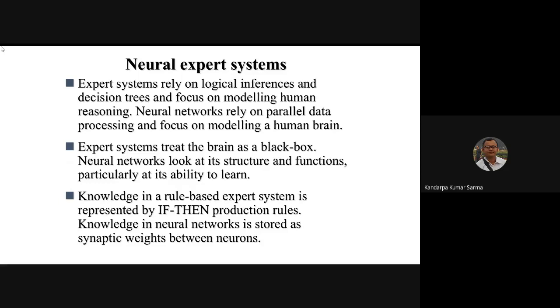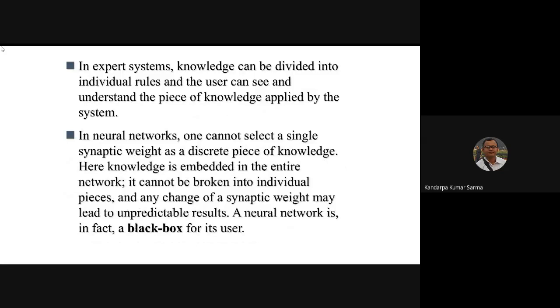Then we can say that the knowledge in a rule-based expert system is represented by a set of if-then production rules. Knowledge in the neural network is stored as synaptic weights between the neurons, then the layers. In expert systems, knowledge can be divided into individual rules, and the user can see and understand the piece of knowledge applied by the system. In the ANN, one cannot select a single synaptic weight as a discrete piece of knowledge.